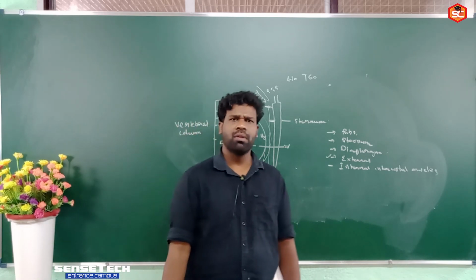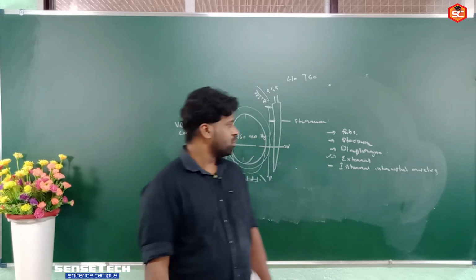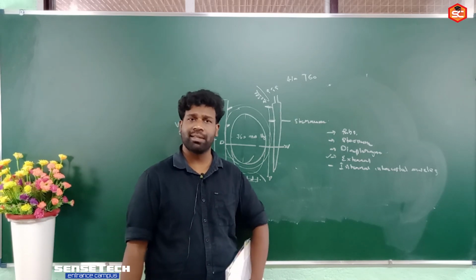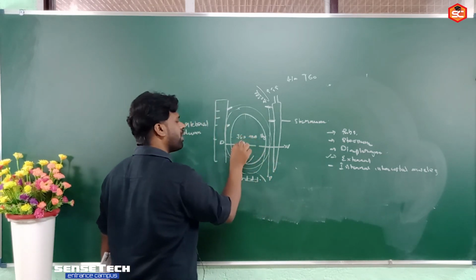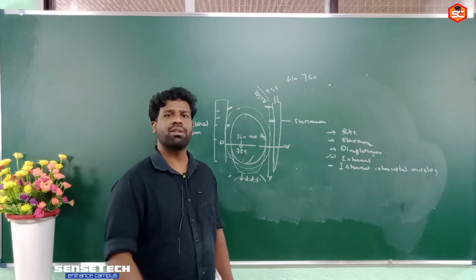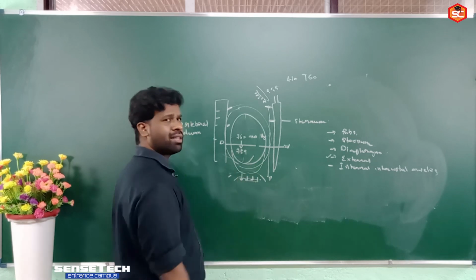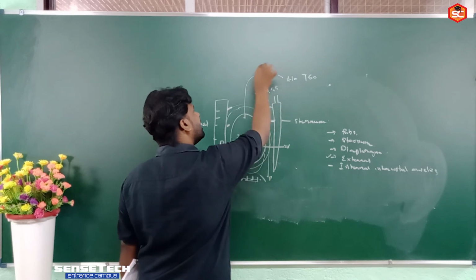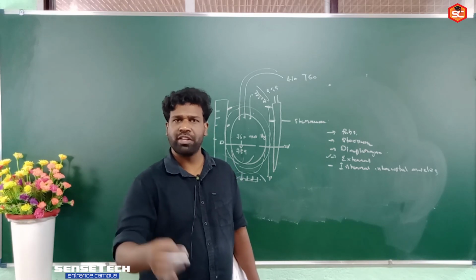We know the universal gas law, Boyle's law: volume is inversely proportional to pressure. So when the volume of the lungs increases, the pressure inside the lungs decreases. Now the intrapulmonary pressure decreases from 760 to 759 mmHg. The intrapulmonary pressure is now lesser than atmospheric pressure, so air moves from the atmosphere into the lungs. This is called the mechanism of inspiration.